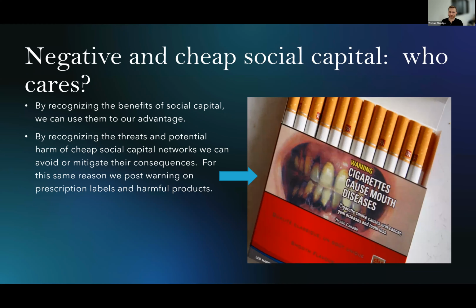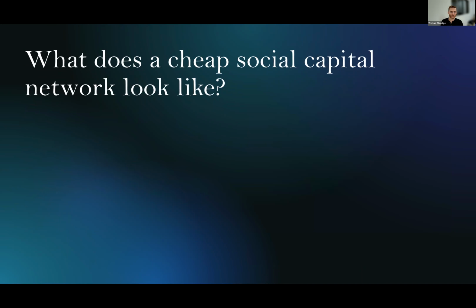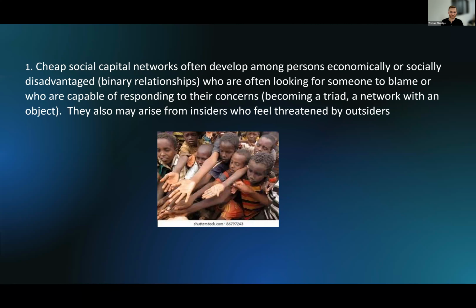And as we'll see, the examples are really compelling. So let's get on to looking at what this actually looks like. What do cheap social capital networks look like? And we've got some examples to share, some details.